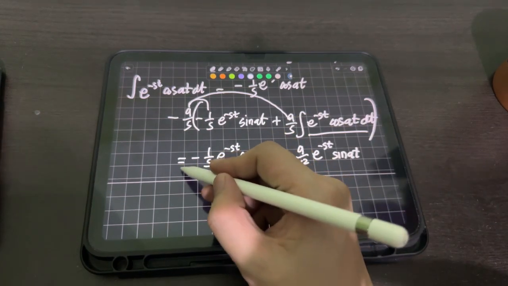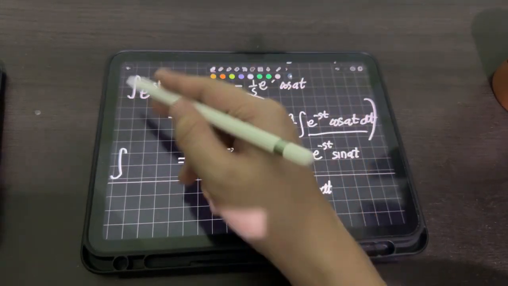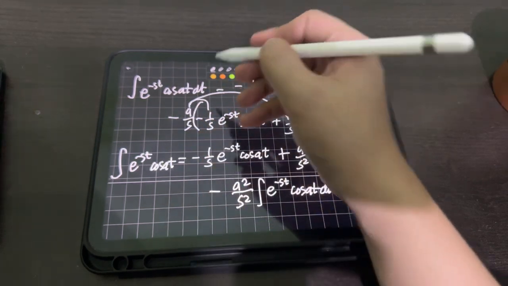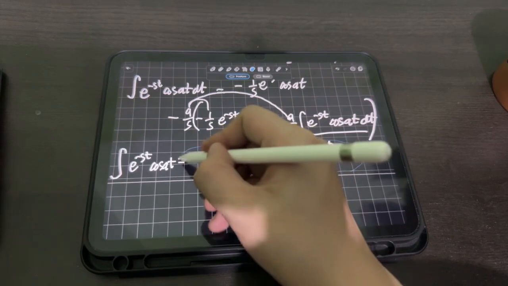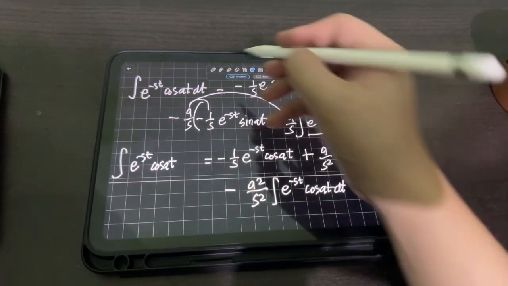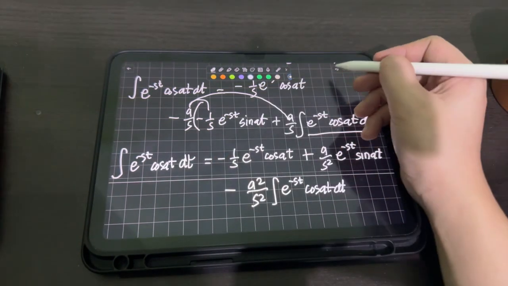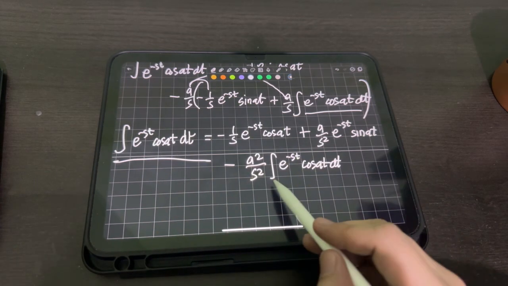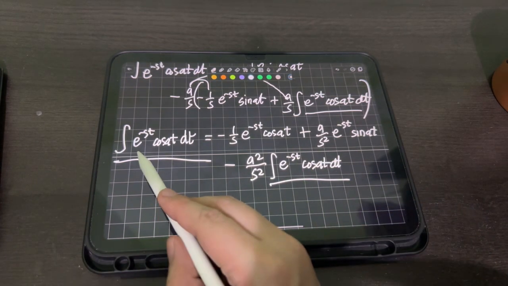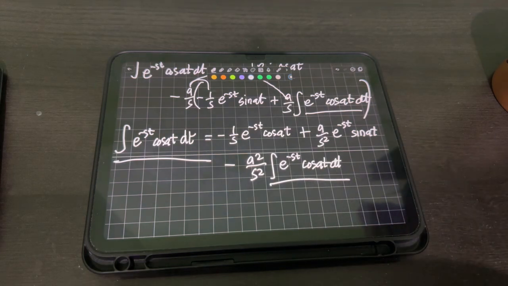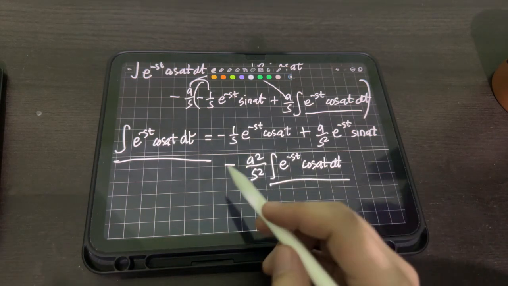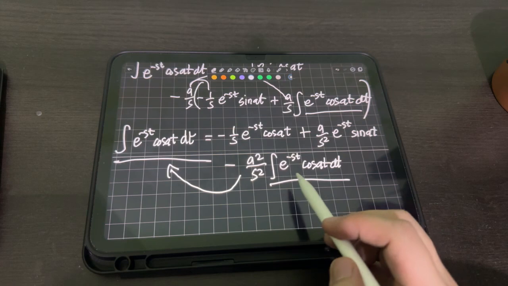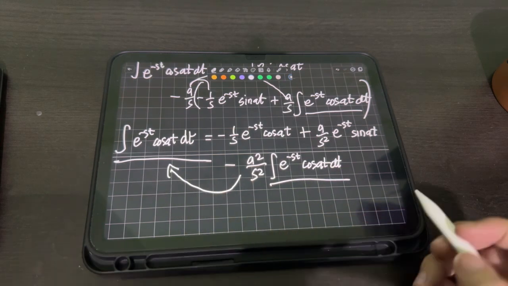So we should equate this to the left side, which is the original integral that we're trying to get, e to the negative st cosine at dt, right? Okay. So notice that we have the same integral on the left side and on the right side. They are both integral of e to the negative st cosine at dt. So likewise on the previous problem, we can combine them by transposing this negative a squared over s squared integral of e to the negative st cosine at dt to the left side.